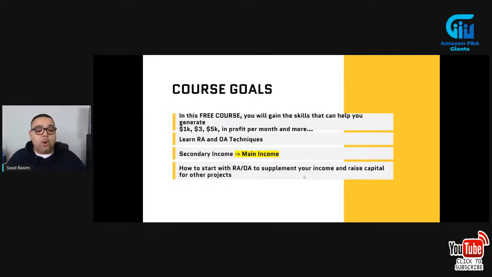How to start with retail online arbitrage to supplement your income and raise capital for other projects. I know a lot of you have this reputation of retail online arbitrage as something you have to work and hustle at. I don't mind it. I love it. I love going and finding deals and hustling.